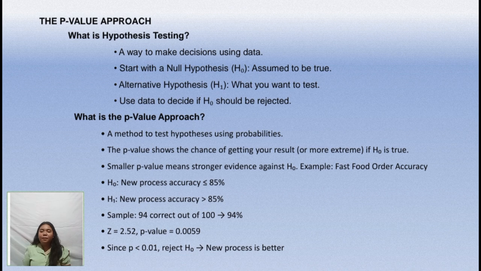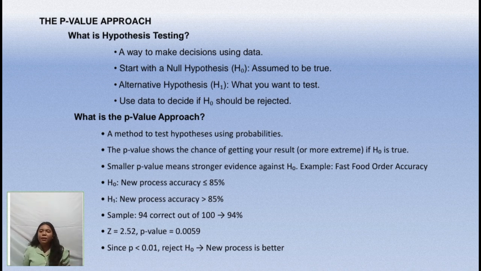So the next topic is the p-value approach. It is testing a hypothesis for a proportion using the p-value approach in hypothesis testing. The situation is that a fast food chain introduced a new process to improve the accuracy of drive-thru orders. The old process had a success rate of 85%, or 0.85. They tested the new process on a sample of 100 orders, out of which 94 were filled correctly. They want to know: did the new process significantly improve order accuracy or not?